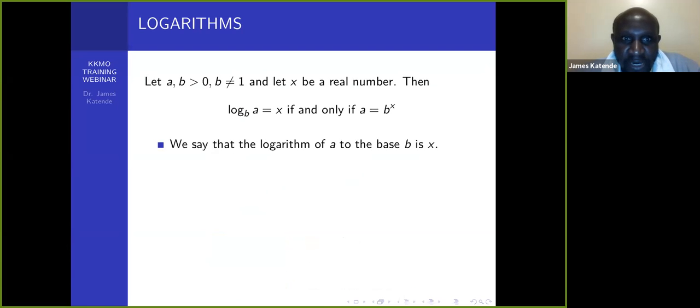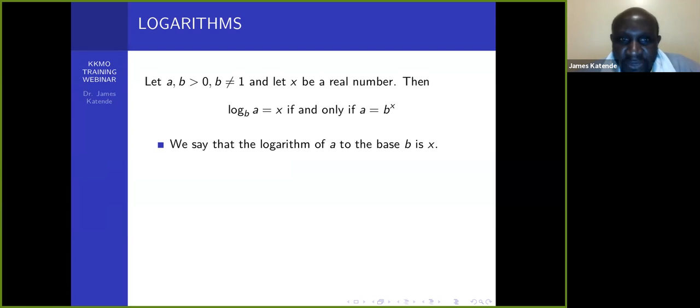So the topic is logarithms, and we'll start with the definition. To define this, we need to state a few things first. We need two numbers, A and B, which are both greater than 0, and we require that B should not be equal to 1. So we make the following claim that the logarithm of A to the base B will be equal to x if and only if A is equal to B raised to x. So this is the definition of the logarithm.